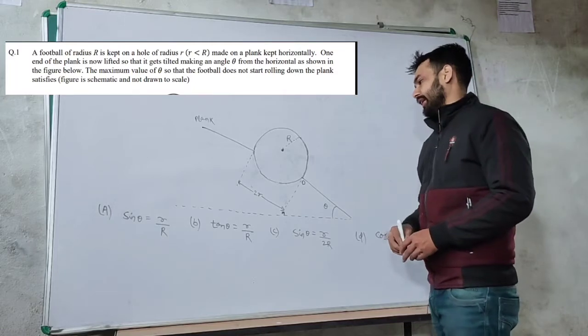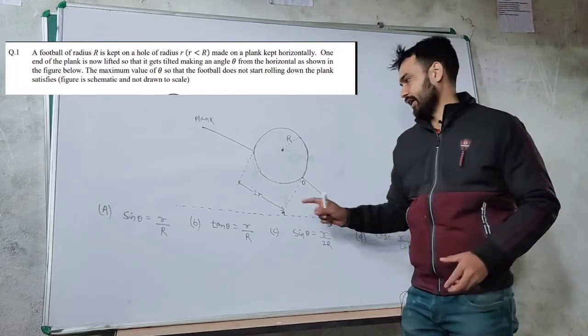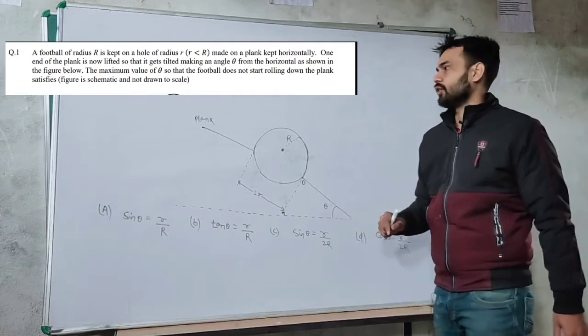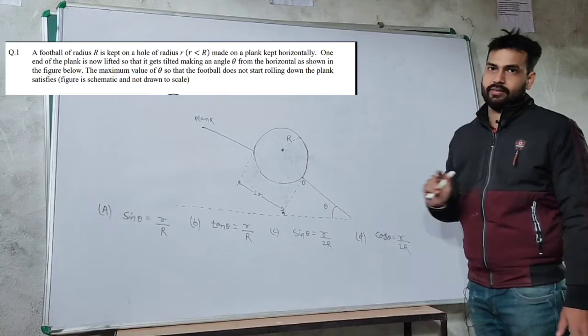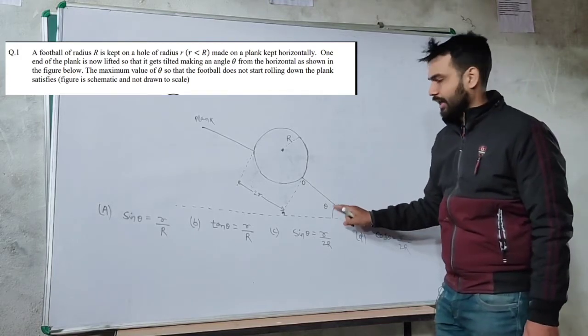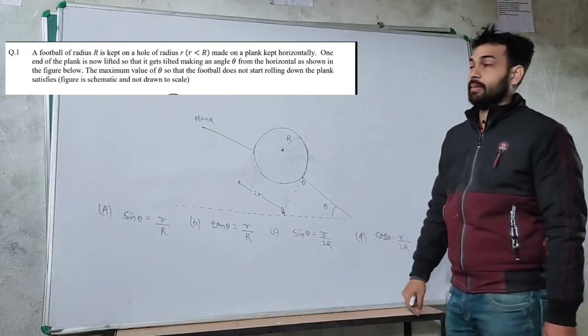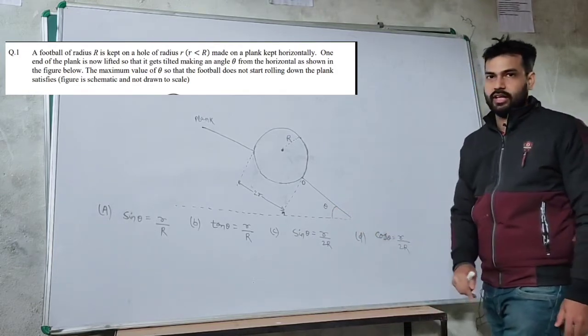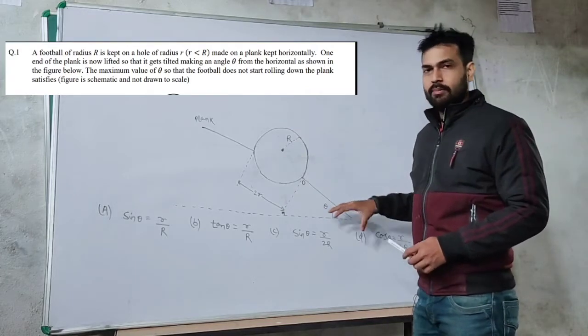In this question it has been asked: what is the maximum value of theta so that this football doesn't roll down the plank? What should be the maximum angle theta so that it doesn't roll down the plank?